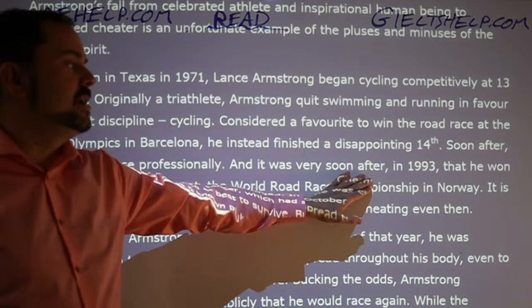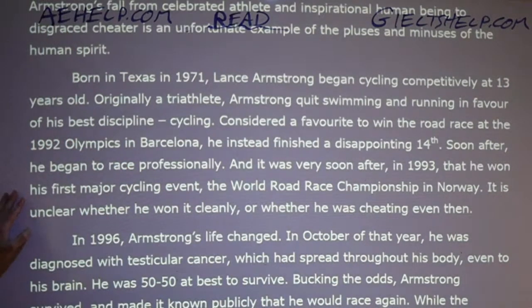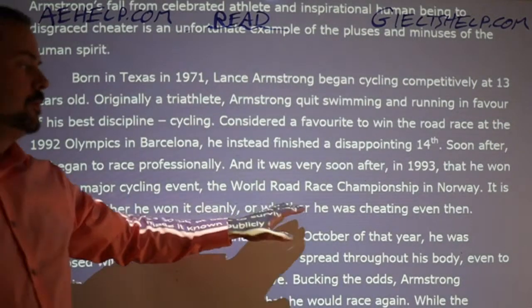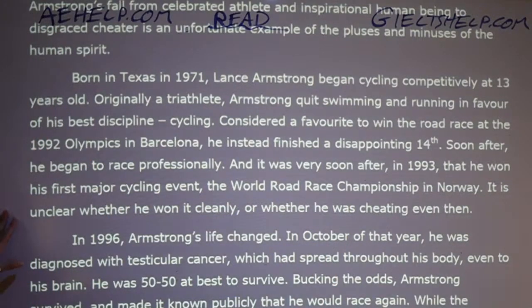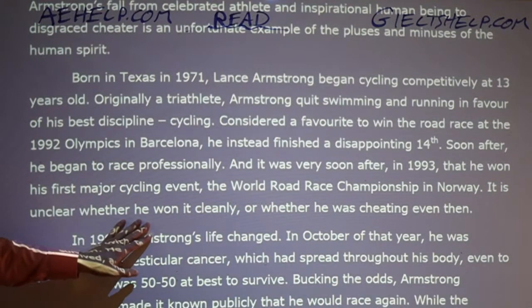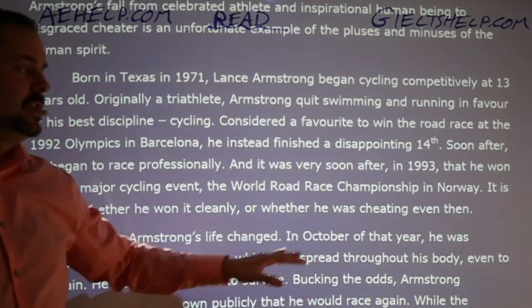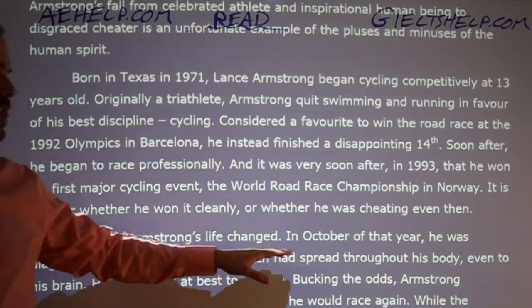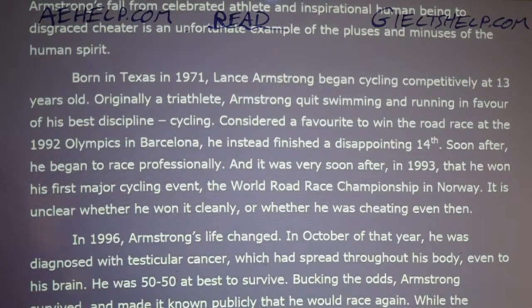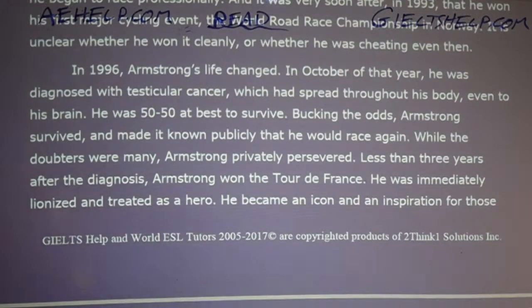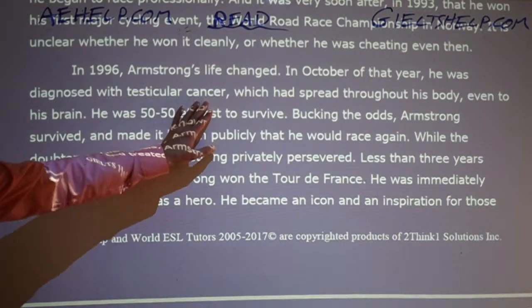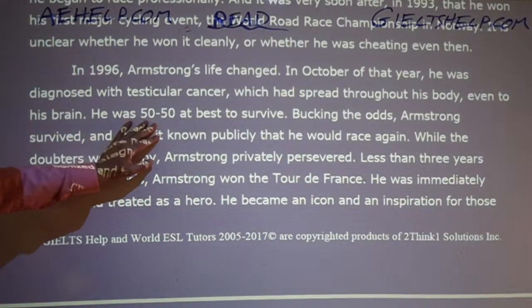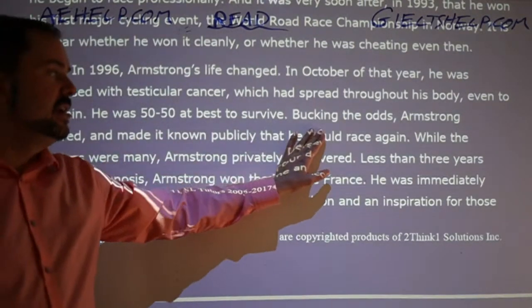And it was very soon after, in 1993, that he won his first major cycling event, the World Road Race Championships in Norway. It is unclear whether he won it cleanly or whether he was cheating even then. In 1996, Armstrong's life changed. In October of that year, he was diagnosed with testicular cancer, which had spread throughout his body, even to his brain. He was 50-50 at best to survive.